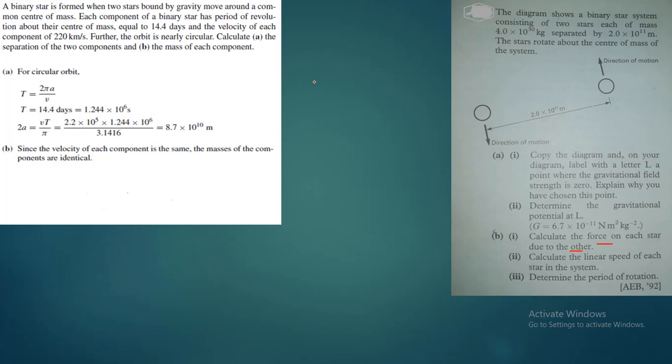Then that is just simple, because what you're supposed to do is to calculate the gravitational force, because the force due to each other is a gravitational force. So we know gravitational force is equal to G m1 m2 divided by the distance between them squared. So you have G, m1 is 4 and m2 is also 4 because they are the same. Distance between them is 2 times 10 power 11 squared, and you should get your answer as 2.68 times 10 power 28 newtons. For part 2 now, calculate the linear speed of each star in the system.